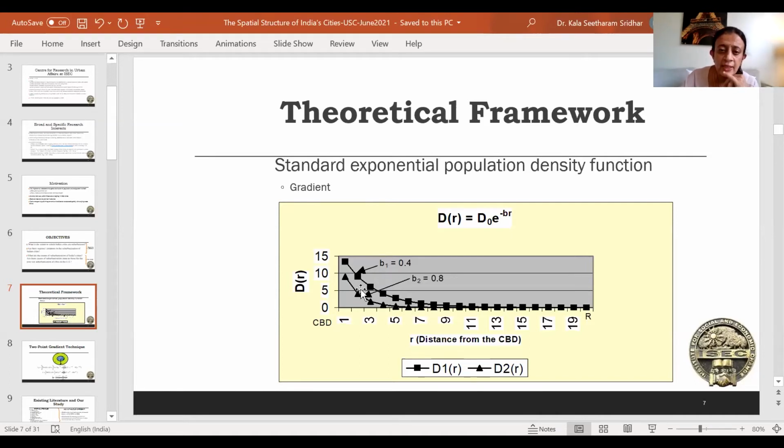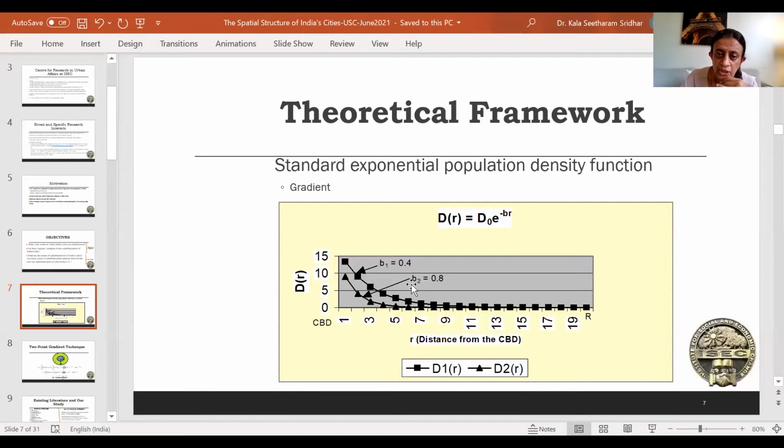What we find here is that city 1 has a much lower absolute value of this gradient. The slope of this function is called the population density gradient, and its absolute value is lower than that of city 2. So city 1 is said to be more suburbanized when compared to city 2. So this diagram shows suburbanization, right?